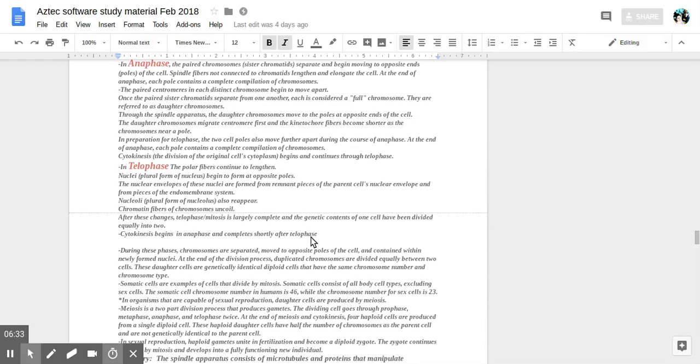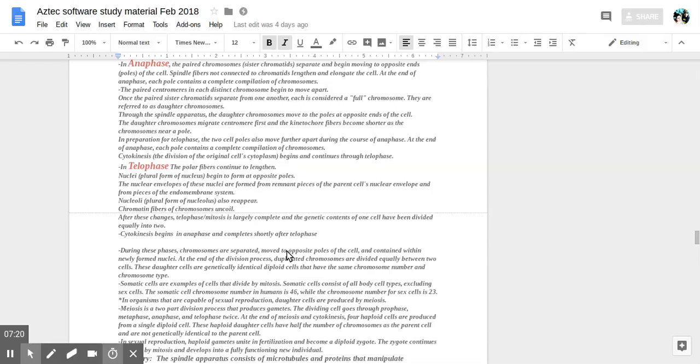Nuclei begin to form at opposite poles. The nuclear envelopes of these nuclei are formed from remnant pieces of the parent cell's nuclear envelope and from pieces of the endomembrane system. Nucleoli also reappear inside the nucleus, where the protein subunits of ribosomes form. Chromatin fibers of chromosomes uncoil. After these changes, telophase and mitosis are pretty much complete.